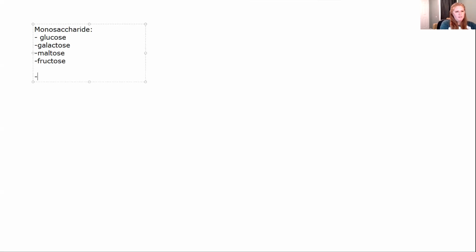Then we have our disaccharides. An example of that is sucrose, which is table sugar. We get that by adding glucose and fructose together. We have lactose, which is the sugar that's naturally found in milk. That's made through glucose and galactose. We have all these different combinations that give us our disaccharides. Okay, we'll get into polysaccharides in just a minute. Let me switch back over.